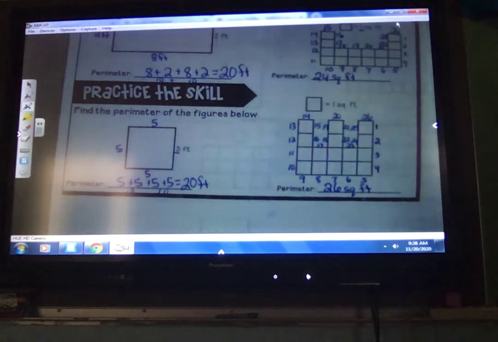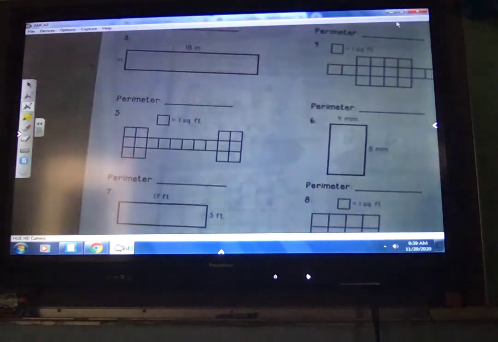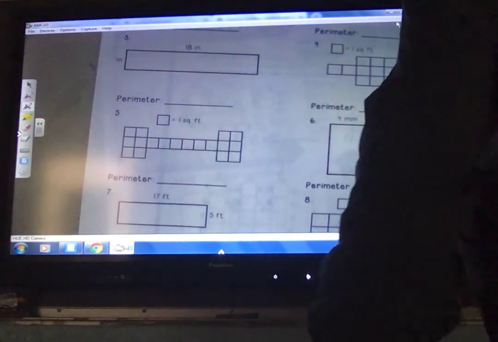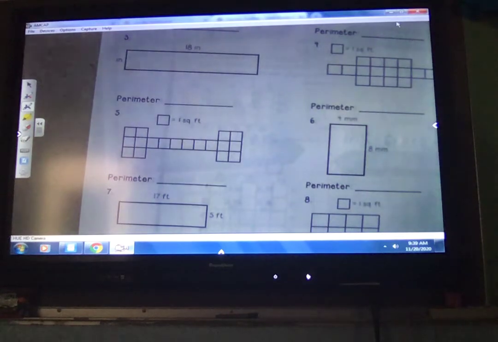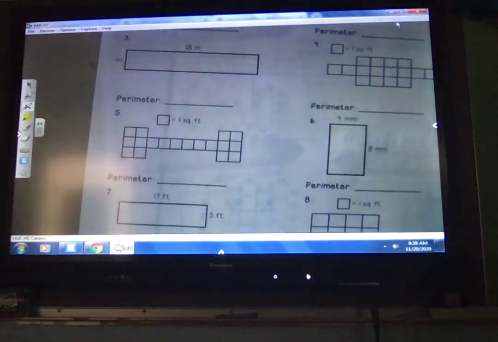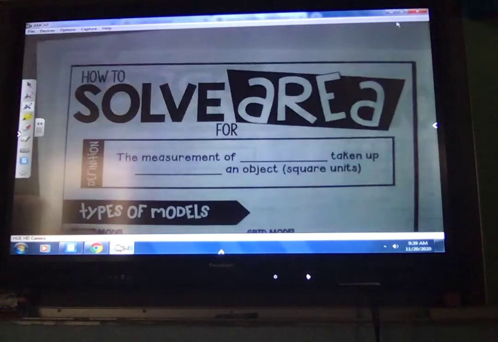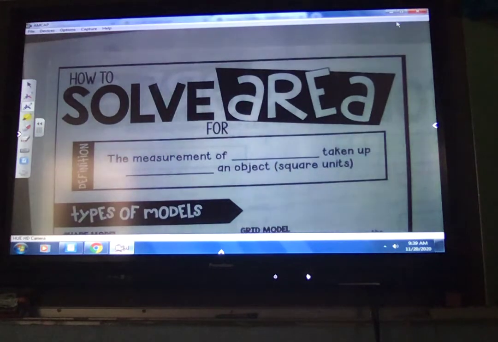Now the back of this handout is for you on your own to practice. If we flip this over, you're going to have some that are on grid where you're going to need to number all your sides. And you're going to have some where you're going to need to write in the sides and add them all together. If there are 4 sides, you should be adding 4 numbers. Remember that. All right. Now find your handout that says how to solve area.